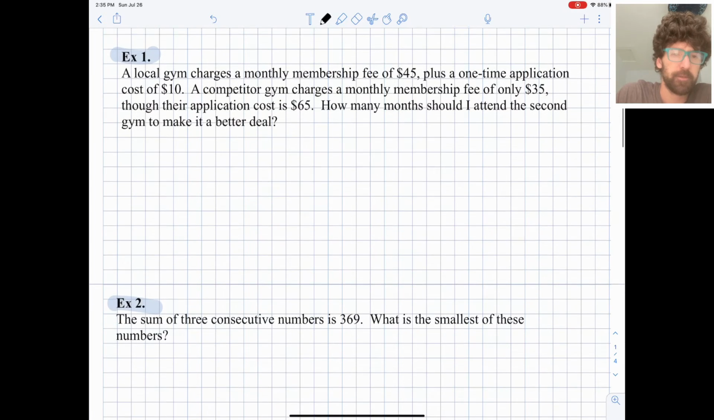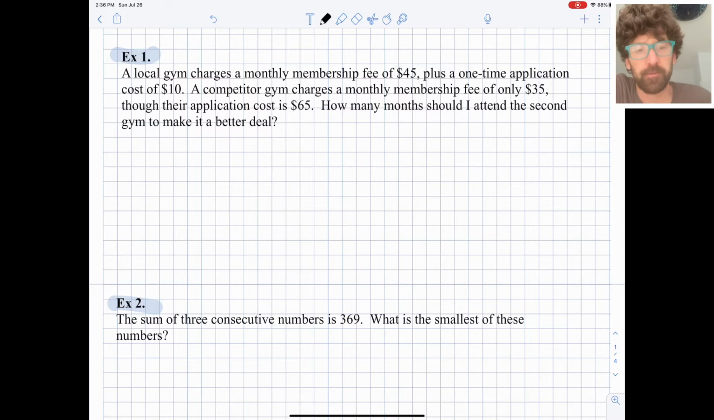So our first example is a local gym charges a monthly membership of $45 plus a one-time application cost of $10. And there's a competitor gym that charges a monthly membership fee of only $35, so it's cheaper per month, it looks like, though their application is $65, so it's more expensive initially. How many months should I attend the second gym to make it a better deal?